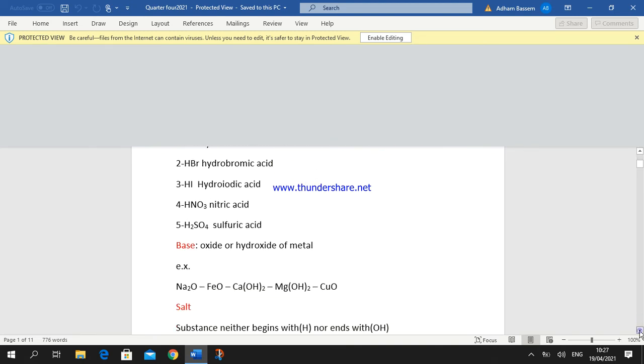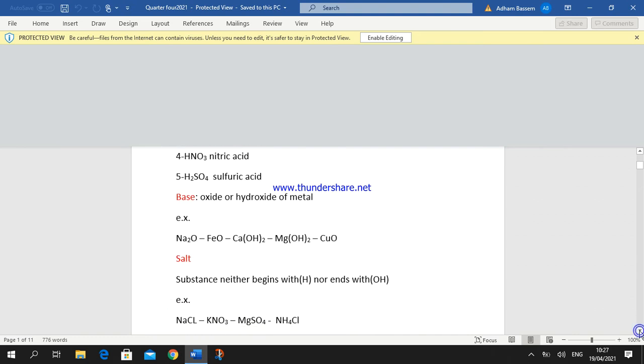The second type of compound is the base. A base is defined as a type of chemical compound that ends with the hydroxide negative atomic group, or a chemical compound that dissociates in water giving hydroxide negative ion, where the hydroxide negative ion is responsible for the bitter taste of bases and for changing litmus paper into blue.